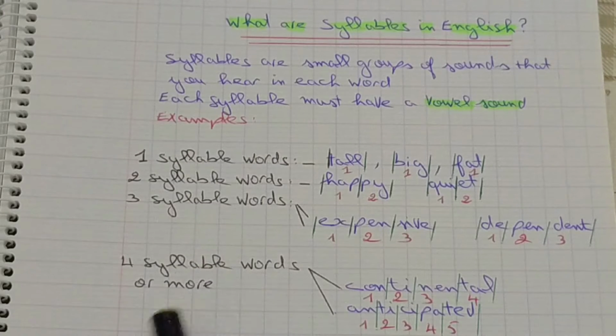Four syllable words or more, like continental. The first word contains 1, 2, 3, 4 syllables, and the other word contains 1, 2, 3, 4, 5. Anticipated is a 5 syllable word.